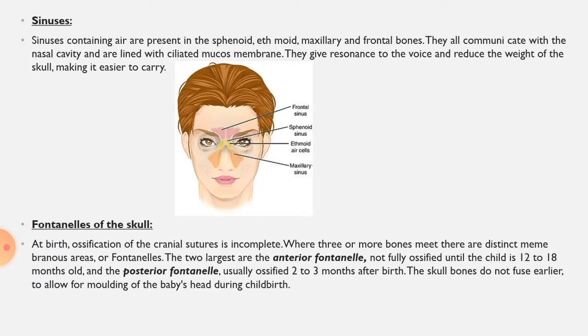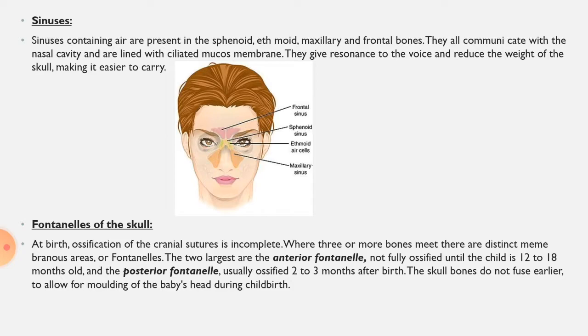Okay, next is the fontanelle of the skull. At birth, ossification of the cranial sutures is incomplete. Where 3 or more bones meet, there are distinct membranous areas, or the fontanelles. The two largest are the anterior and the posterior. The anterior fontanelle is not fully ossified until the child is 12 to 18 months old, and the posterior fontanelle usually ossifies around 2 to 3 months after birth. That's the reason why you can feel the soft area at the anterior and the posterior aspect of a baby's head.